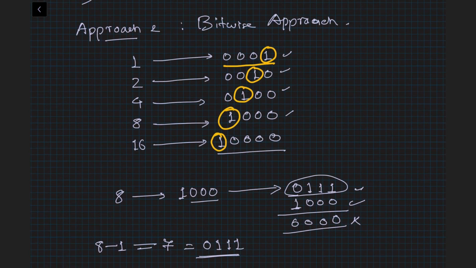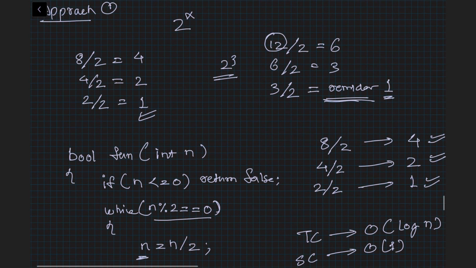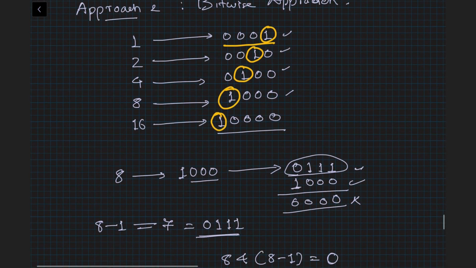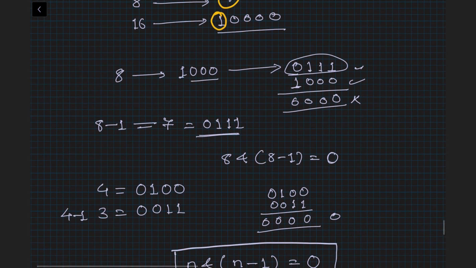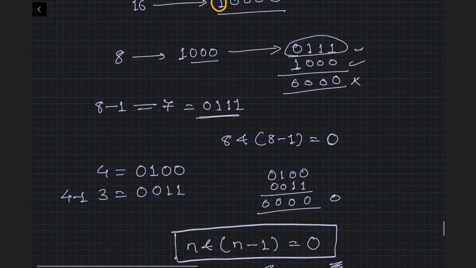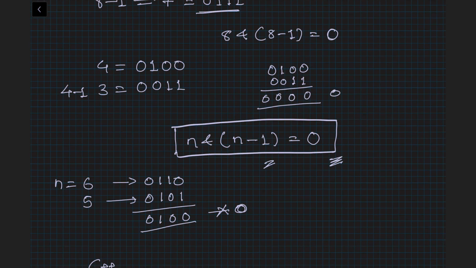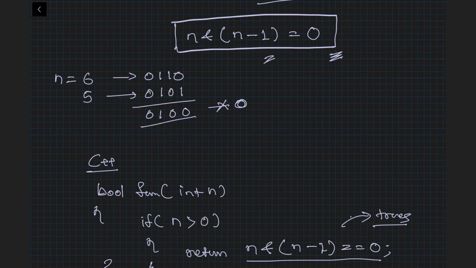I hope you understand both approaches. In the first approach we used brute force, using a loop and solving the problem by dividing the number by 2 repeatedly. In the next approach we observed the binary representation of the number and found a pattern: when we perform an AND operation between a number that is a power of 2 and the number less than it, we get 0. So we generalize a formula: if we perform an AND operation between the given number and a number less than it, we will always get 0 if the number is a power of 2. Else we will not get 0, we will get some other result.